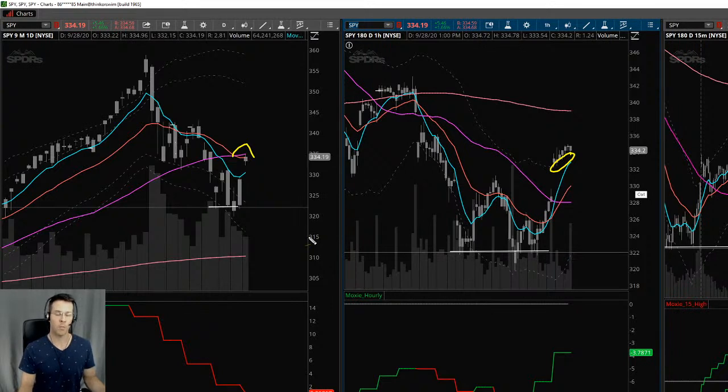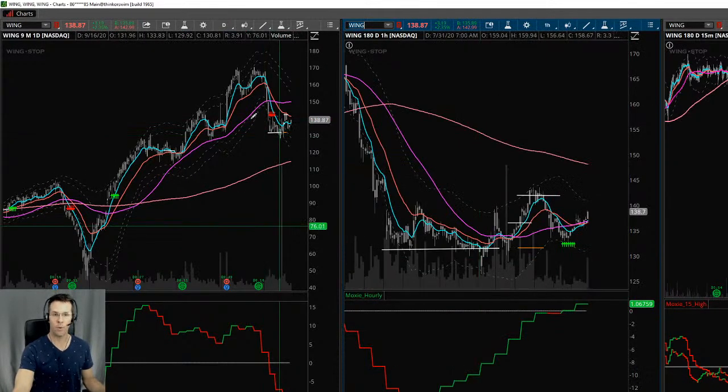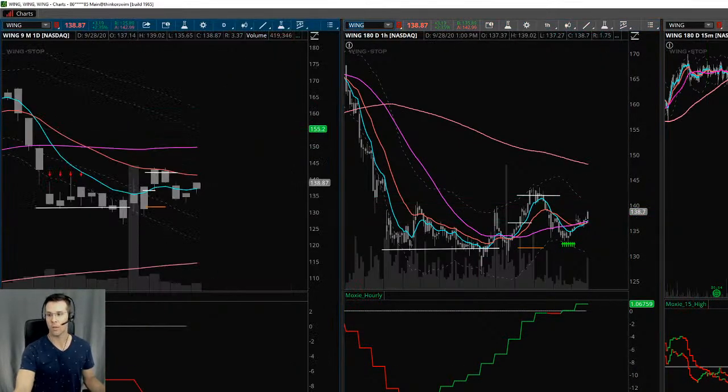But I imagine the price is going to come back down and retest some of these low areas. And as I said, I'm figuring about the hourly 50. Now we'll have to see if this is really going to actually hold or not. Let me just show you an example. Wing Stop. You can see this is exactly what I am looking for.